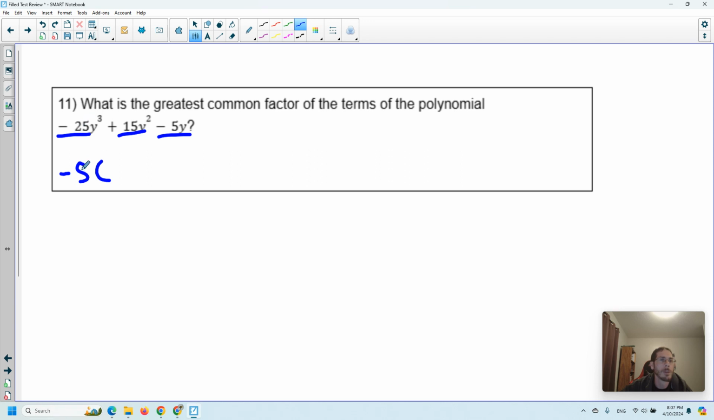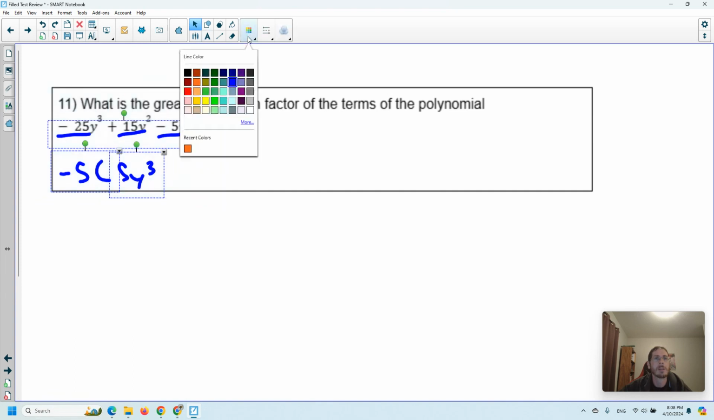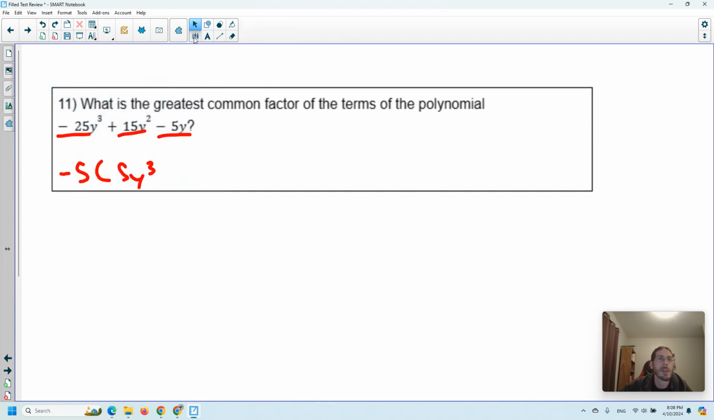So -25 divided by -5 is 5y to the third. Oops, I want to do this all in red since we did this all in red in class. We did red first. All right, then 15 divided by negative 5 is minus 3y squared, and then negative 5 divided by negative 5 is plus 1y. Now, I don't have to write the 1 if I don't want to. But after we did the number, we said now we have to look at the letters. They all have a y, so we look for the lowest exponent. We have 3 versus 2 versus 1. So 1 is the lowest exponent, so we're going to divide these all by y to the first.